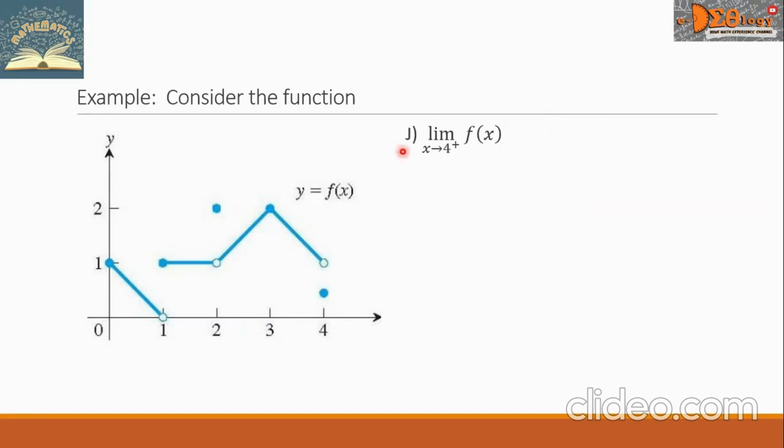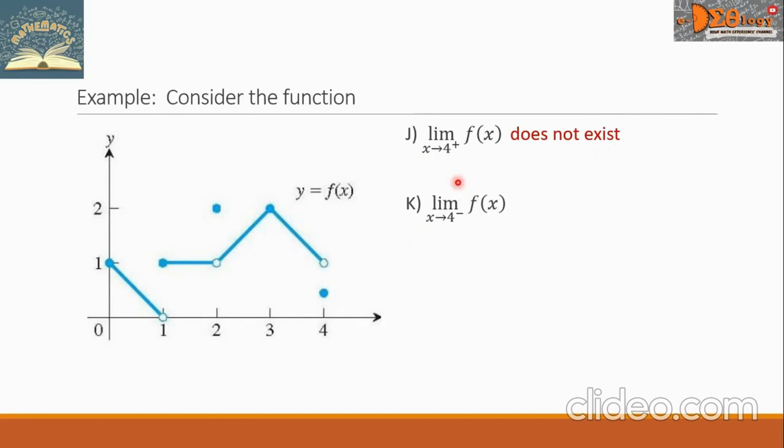Example J. The limit of f of x as x approaches 4 from the right side. So the 4 is here. When x approaches 4 from the right, from our example, the graph is not defined. So we write here, does not exist.